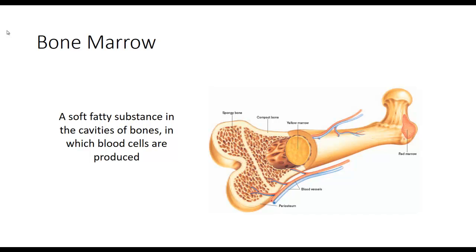Inside bones is something called bone marrow. It's a soft fatty substance found in the cavities of bones in which blood cells are produced. If blood cells were not produced, there'd be issues in terms of what your body could and couldn't do. Several kinds of diseases come from this anyways. So this is a very vital function of your skeletal system.